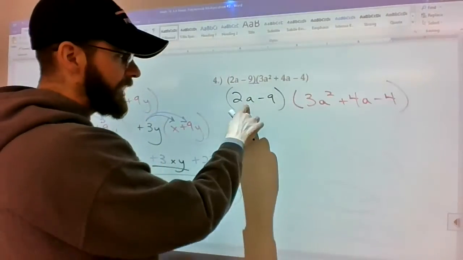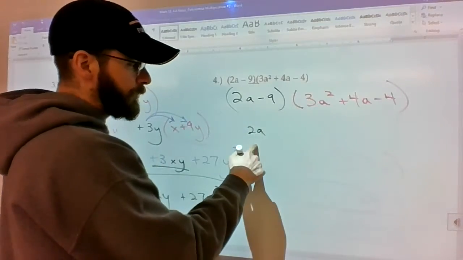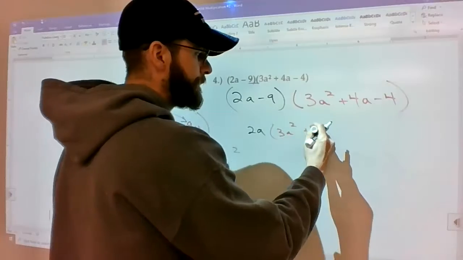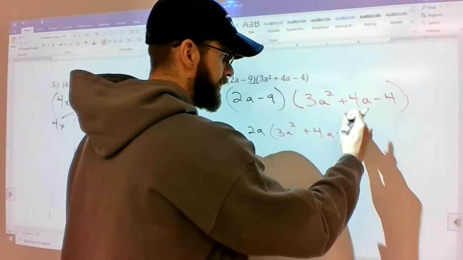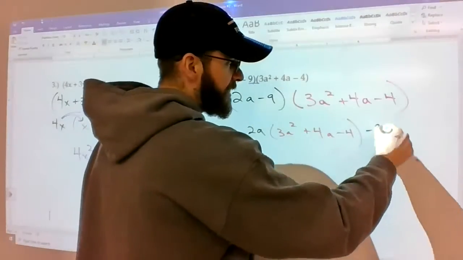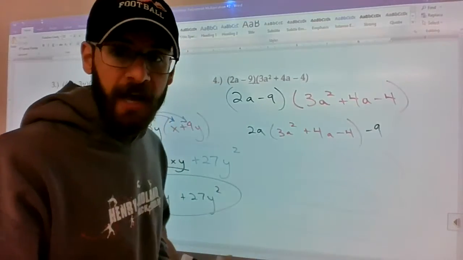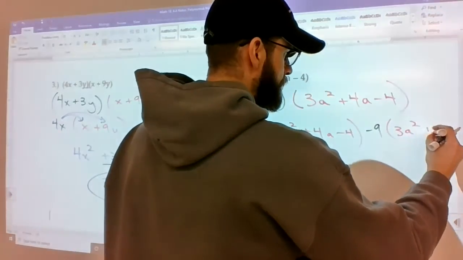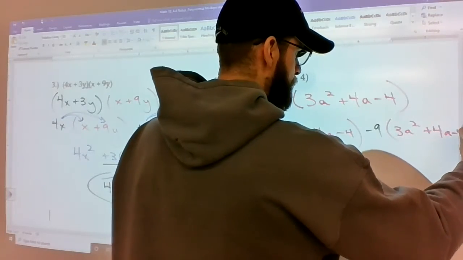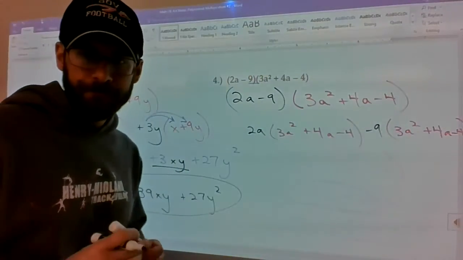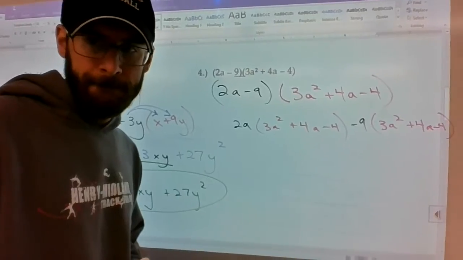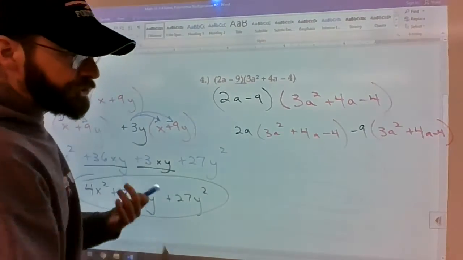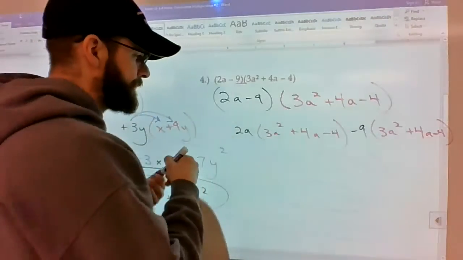So you rewrite 2a. It's going to be multiplied by everybody in the second polynomial. So I'm just doing a rewrite. You take your negative 9. That as well is going to be multiplied by everybody in the second part. Okay. Now just make sure you keep track of all your exponents.